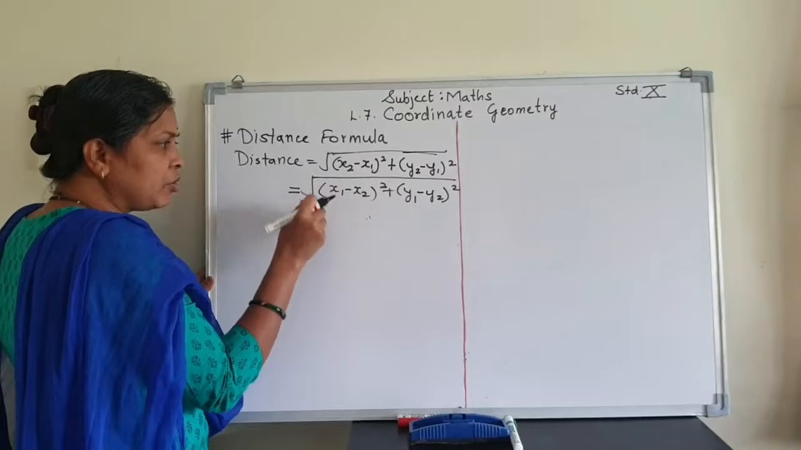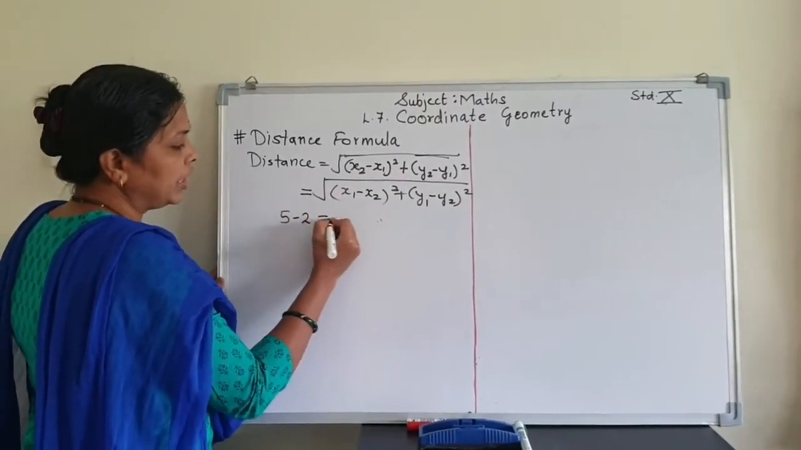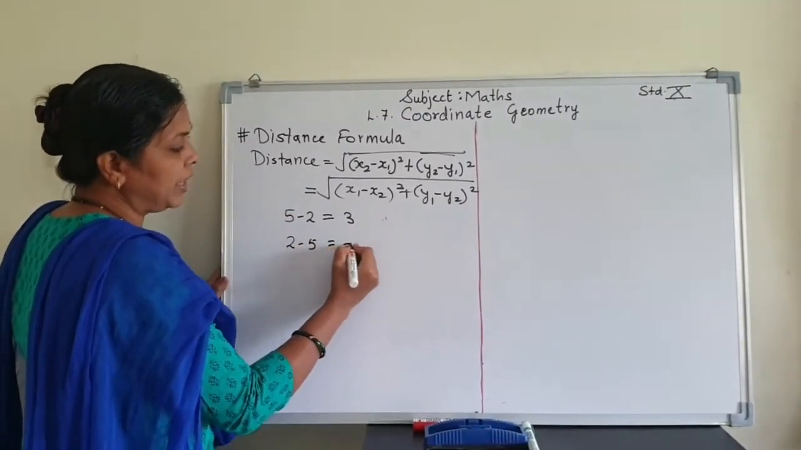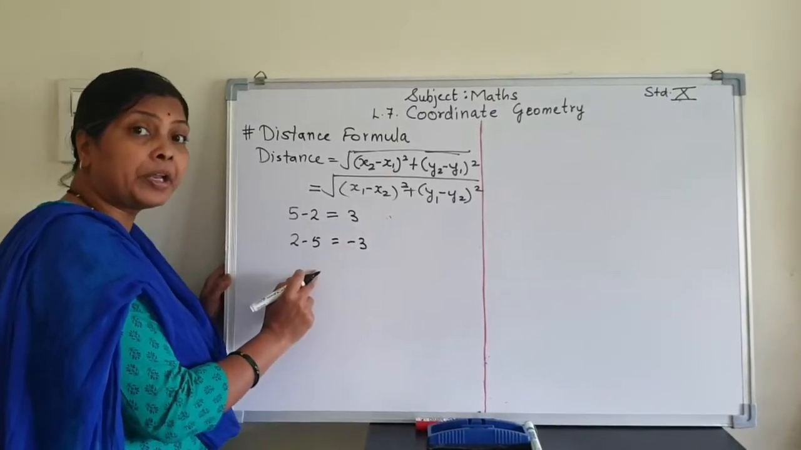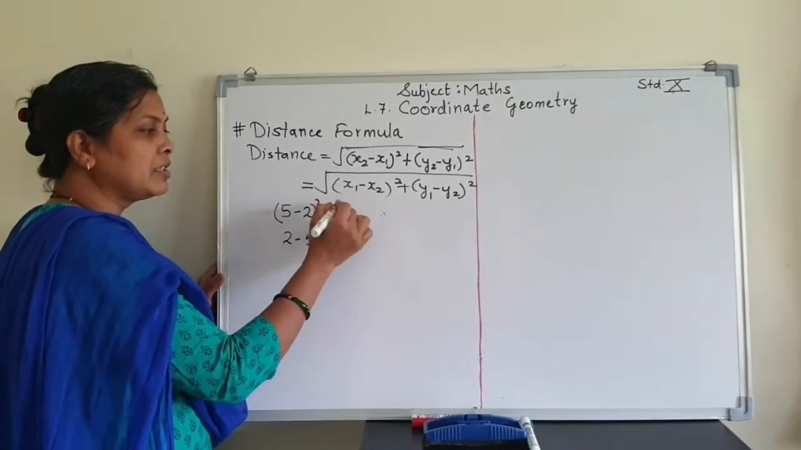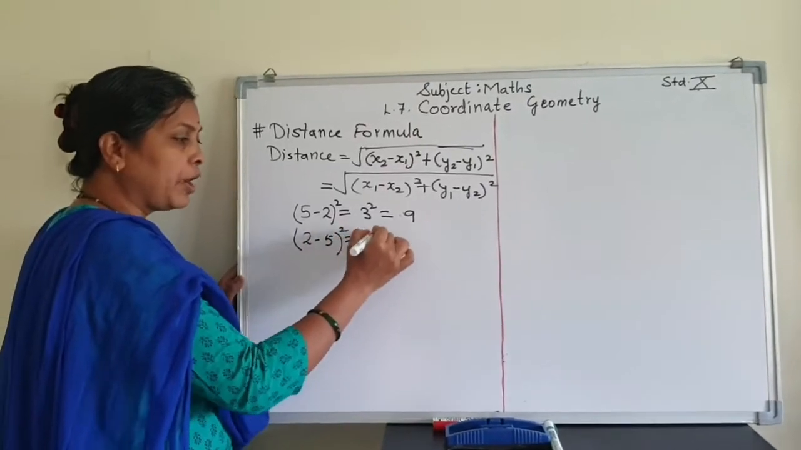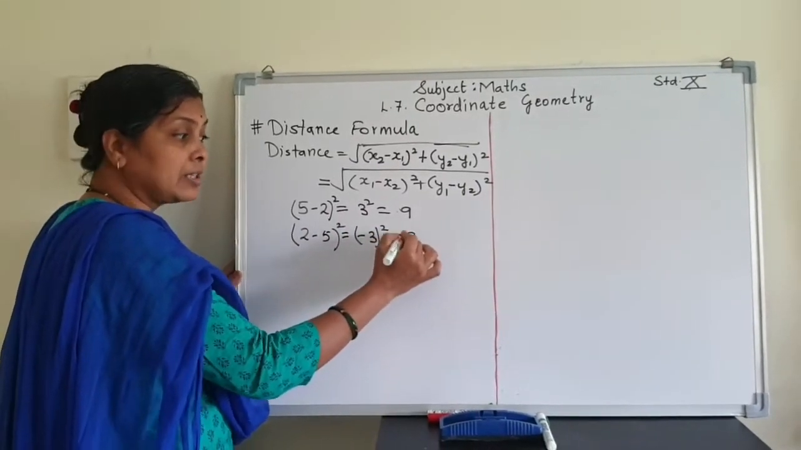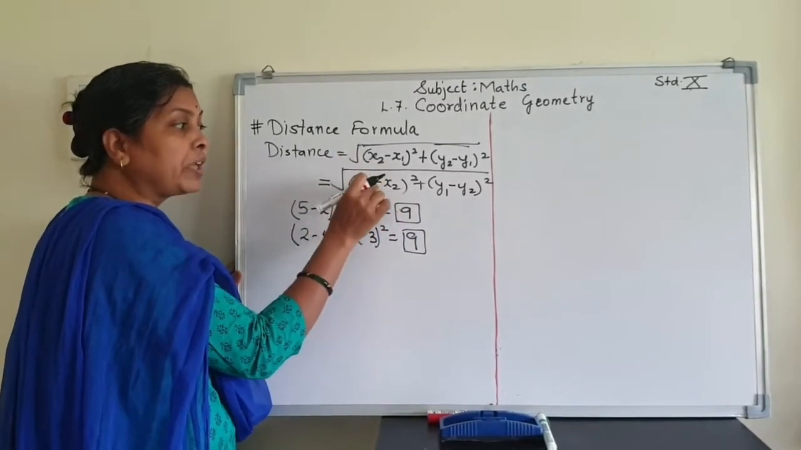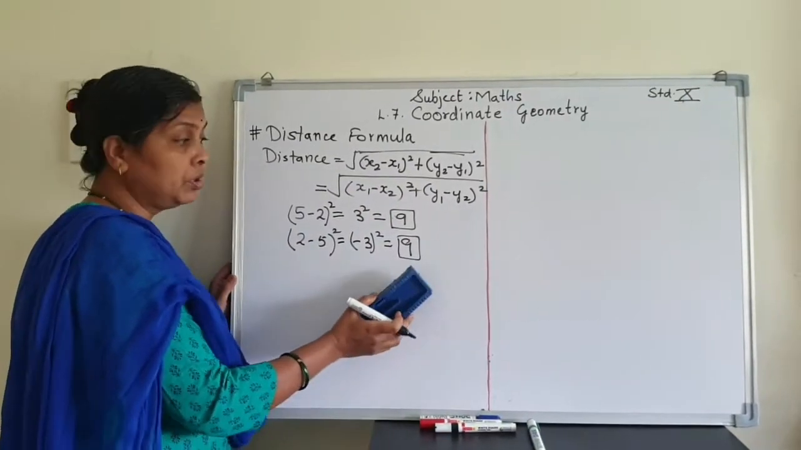Now let me give you an example. See, if we have 5 minus 2, it gives us 3, and 2 minus 5 gives us minus 3. The answers are different over here, but here they have given us square. So, the square of this and the square of this both give us 9. The answer square is same, and that's why it won't affect the answer if you change the order of x1 and x2 and y1 and y2, right?